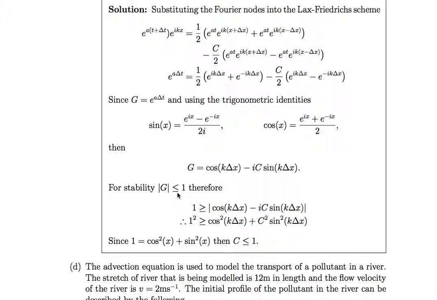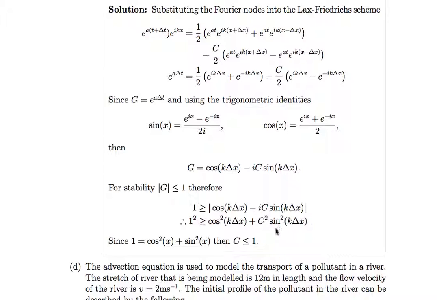So if we square both sides, 1 squared is 1 obviously, as you can see there. If we square each term, we're calculating the magnitude or modulus of a complex number. If we square the real term, we get cos squared k delta x, which is going to be between 0 and 1 for whatever k or delta x is. Because we have i squared, that becomes minus 1, but minus 1 times that negative becomes positive.